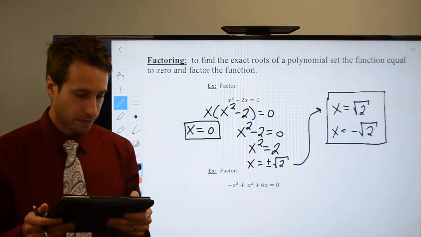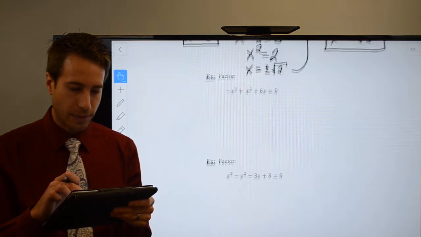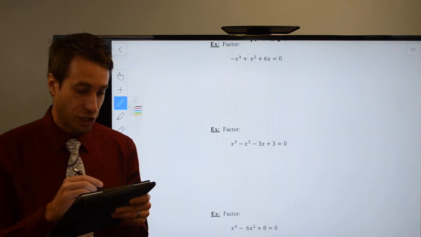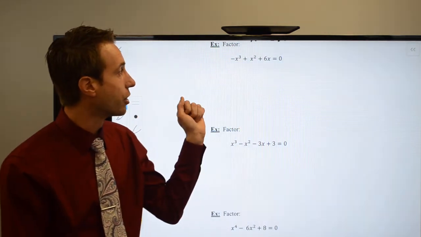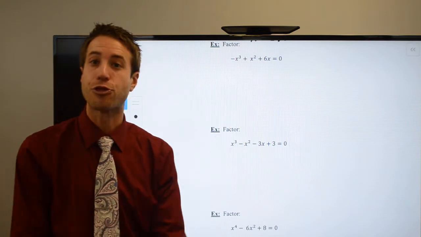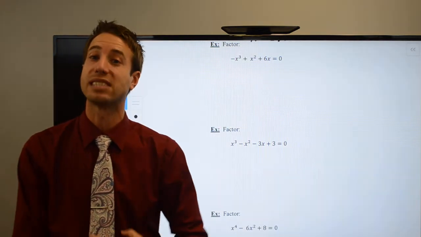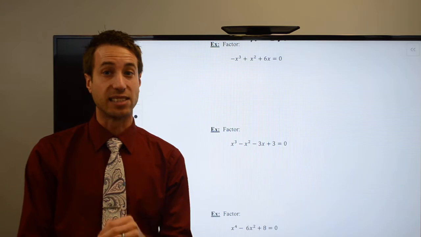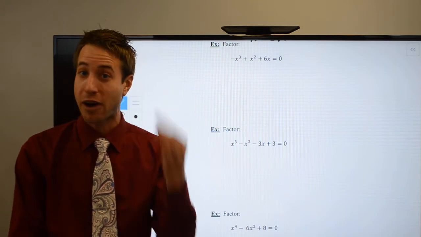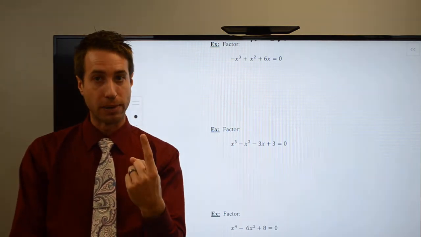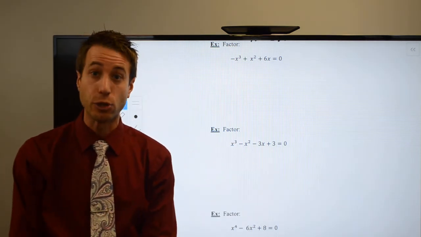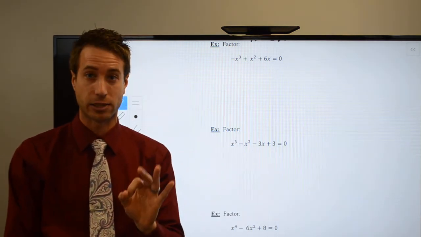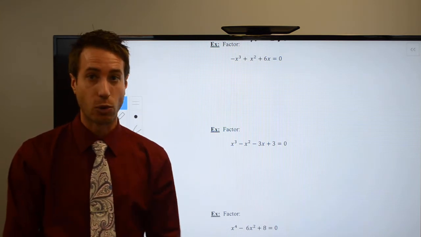If I don't wind up with 3 zeros, I made a mistake, something went wrong, go back and figure out what happened. All right, well, now that we just talked about the fundamental theorem of algebra, let's use it right away. I have yet another polynomial. I recognize that it is a third-degree polynomial. So once again, when I get done factoring, I had better have 3 zeros. They could be real, they could be imaginary, or a combination of the two, but I had better have 3 answers. If I don't, something went wrong.